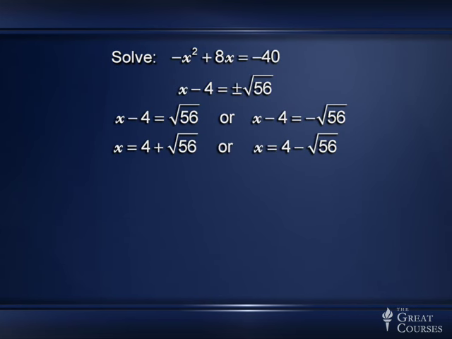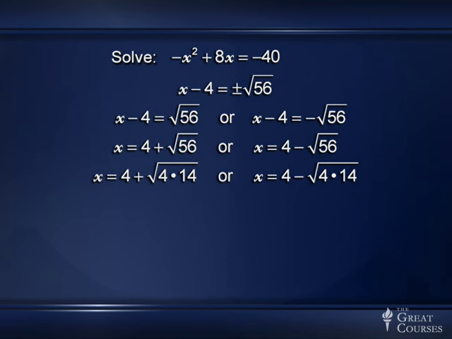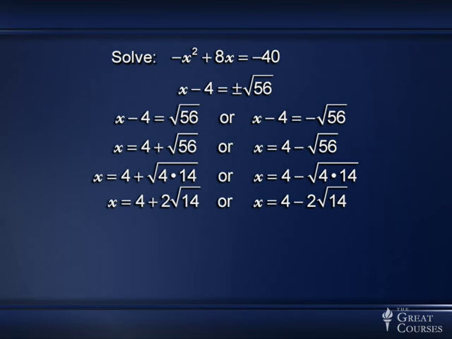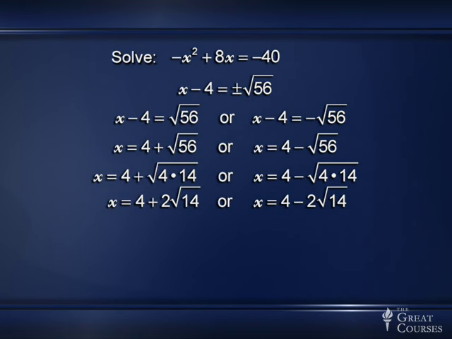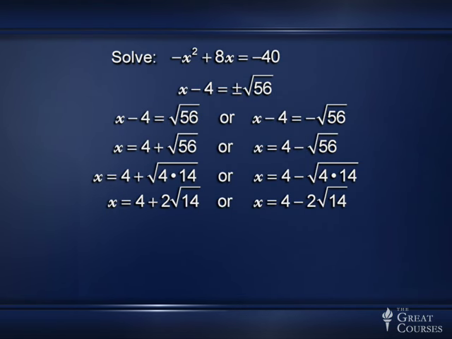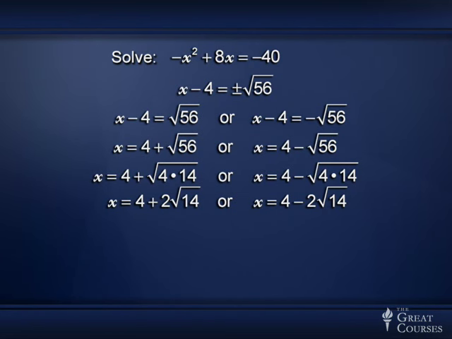Now we ought to clean those square roots up just a bit. 56 is the same as 4 times 14. So the square root of 56 is the square root of 4 times the square root of 14, and the square root of 4 is 2. And therefore, my two solutions are really x equals 4 plus 2 times the square root of 14, and x equals 4 minus 2 times the square root of 14. Unfortunately, 14 doesn't have any perfect squares in it, so I can't clean that square root up any farther. But those really are my two solutions.